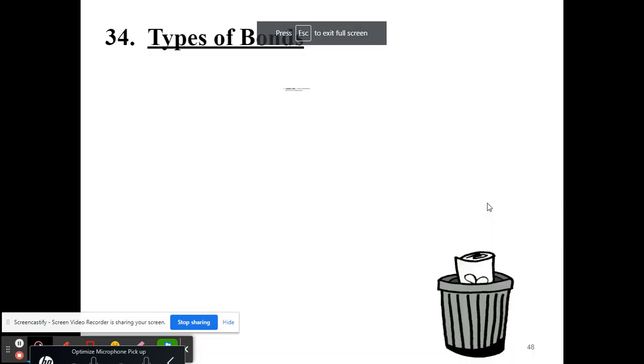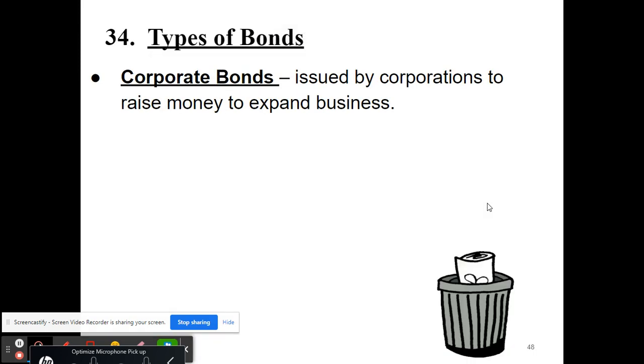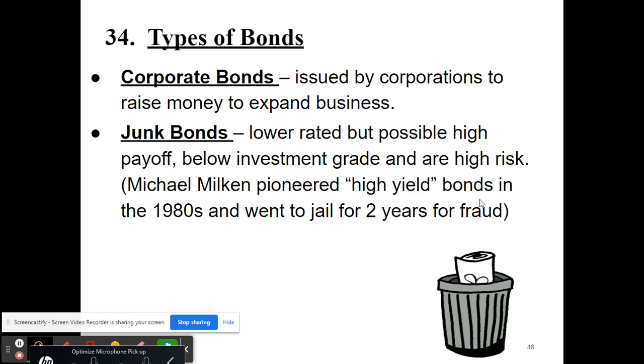So, if a corporation is trying to expand its business, they might sell some bonds and give a return of money at a certain future time to raise capital. Everyone needs capital to expand. Junk bonds. These are lower rated bonds, but they have a possibly higher payoff unless they fail out.